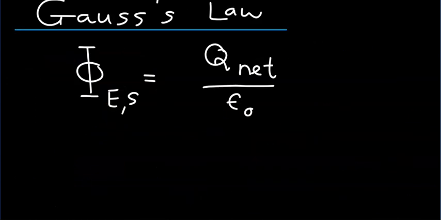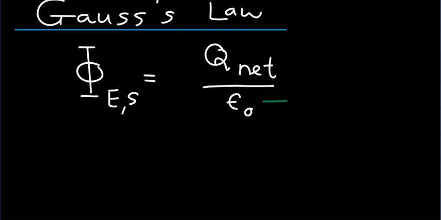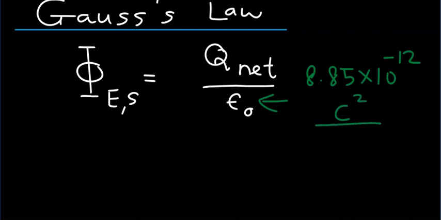Now we are ready to define Gauss's law. It says the electric flux through a closed surface S is equal to the net charge contained within that closed surface S divided by a constant, epsilon naught. This constant has a value of 8.85 times 10 to the power minus 12, in units of coulomb squared per newton per meter squared. It's called the permittivity of vacuum.